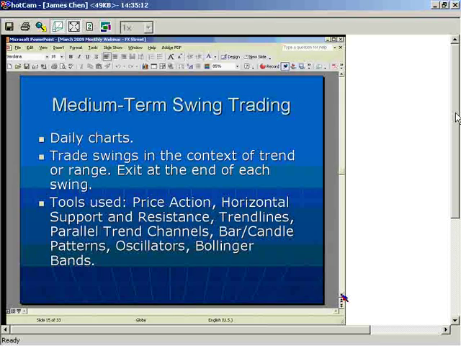Okay, so the tools used for medium-term swing trading would be price action, horizontal support and resistance, trend lines, parallel trend channels, bar and candle patterns, oscillators, very important, and sometimes Bollinger Bands as well. Okay, so those are the tools I use for swing trading, and I'll show you how all those tools come into play on my charts. So that's medium-term swing trading.